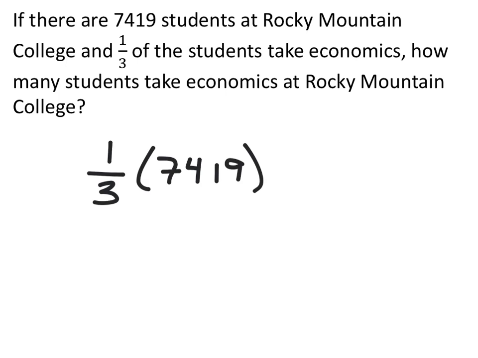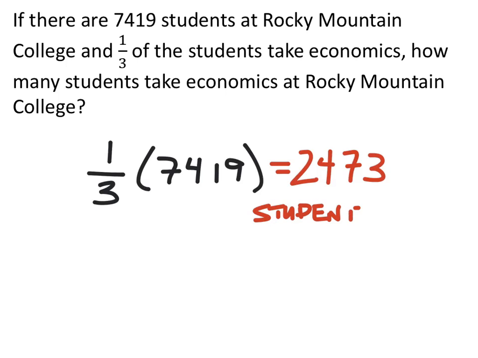So I'm going to put this in my calculator. 1/3 times 7,419. And, oh, it came out a whole number. That's good. So when I put this in my calculator, I get 2,473. But the answer is not just 2,473. The answer is 2,473 students. You could say people. It's the same thing. Students are people. And that works.